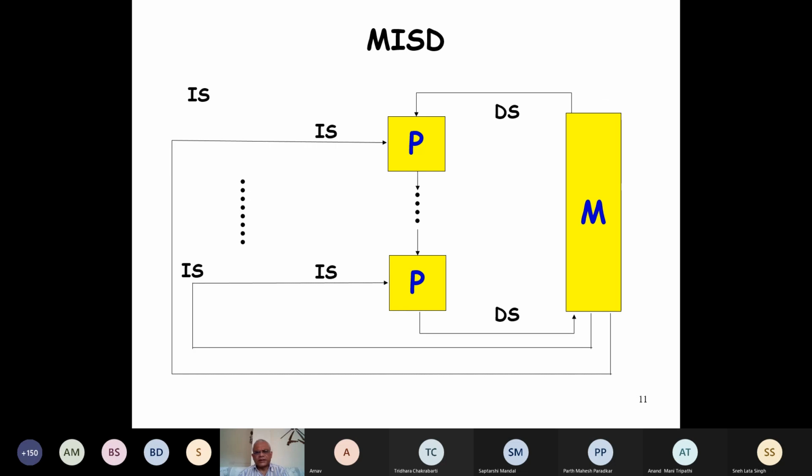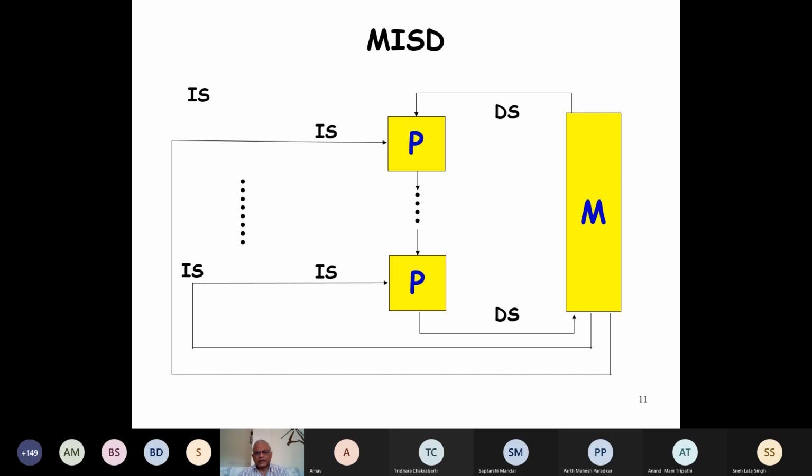Multiple instruction and single data. I said that these are a bit rare. Just see here, there are many processors. Each one is having its own instruction stream. But one single data stream is coming to this processor, and that is passing through here.